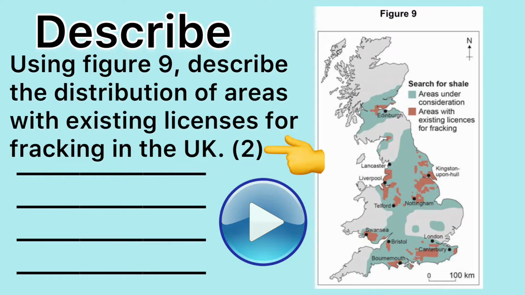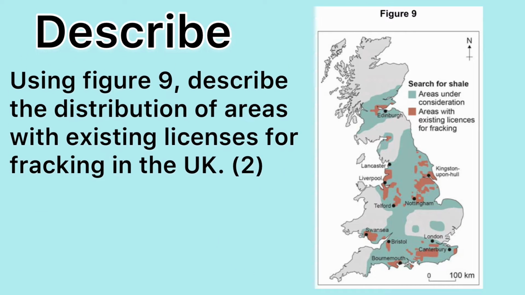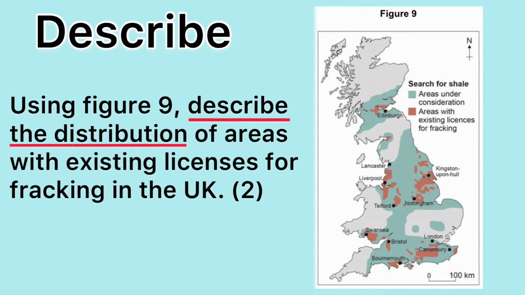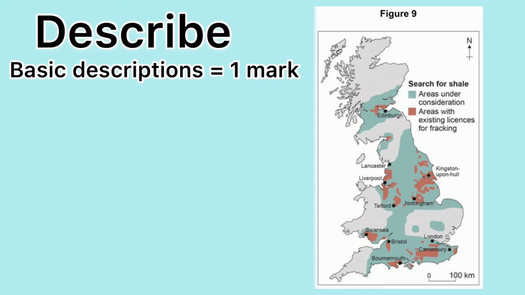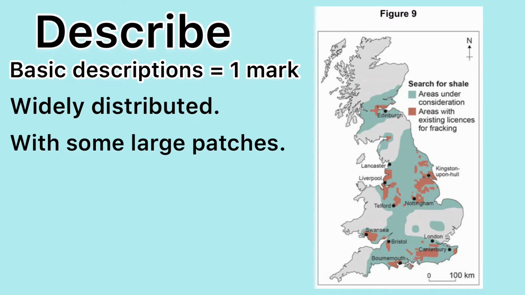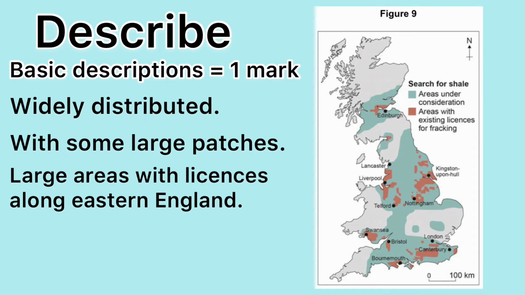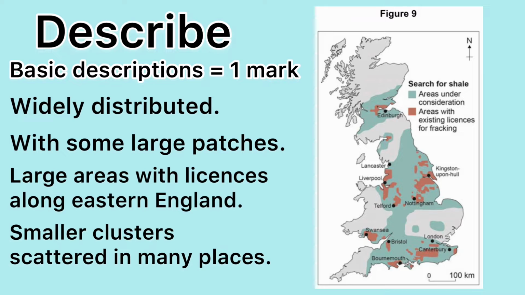Let's look at how the question would be marked. In your answer, you must describe the distribution shown, and you'll be credited for your observations based on the map. There'll be 1 mark for a basic description relating to the distribution shown on the map. For example, terms like widely distributed, with some large patches, large areas with licenses along eastern England, and smaller clusters scattered in many places.